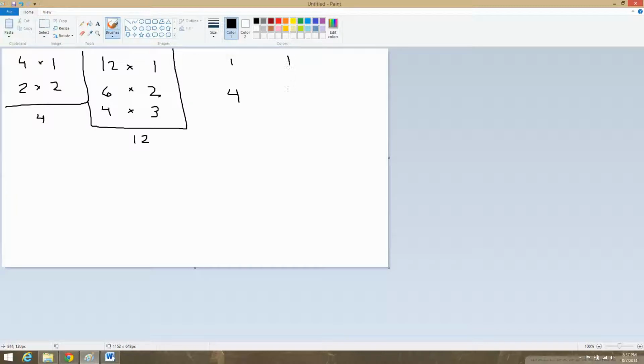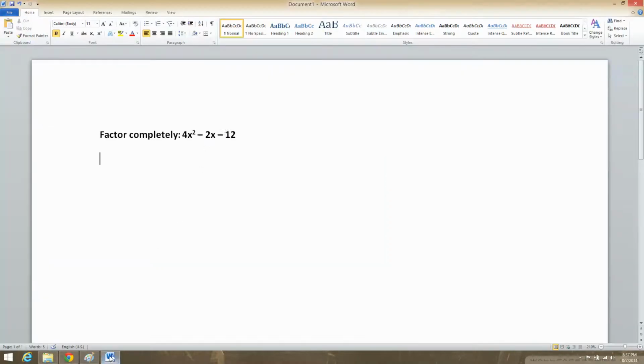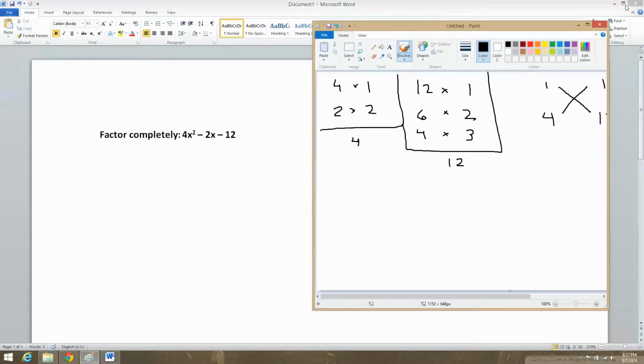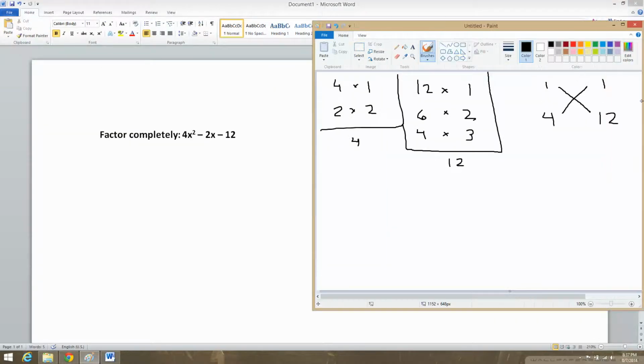And 1 and 12. What you're going to do here is it's going to cross over. And since it's a -12, you're going to have to add a negative to one of these numbers, either the top or the bottom. So for example, for this one, I'm going to add it to the top. So what's going to happen with these numbers is that it's going to have to cross. So for example, 1 and 12 and 4 and 1.